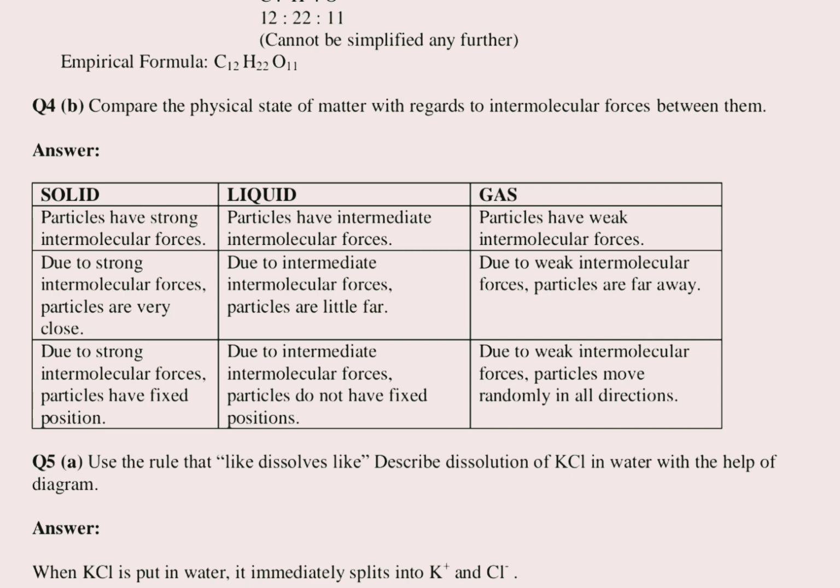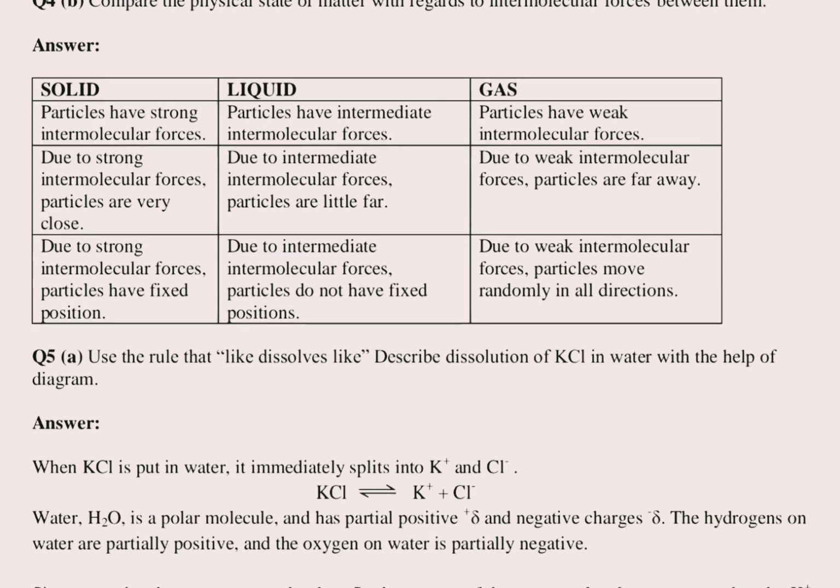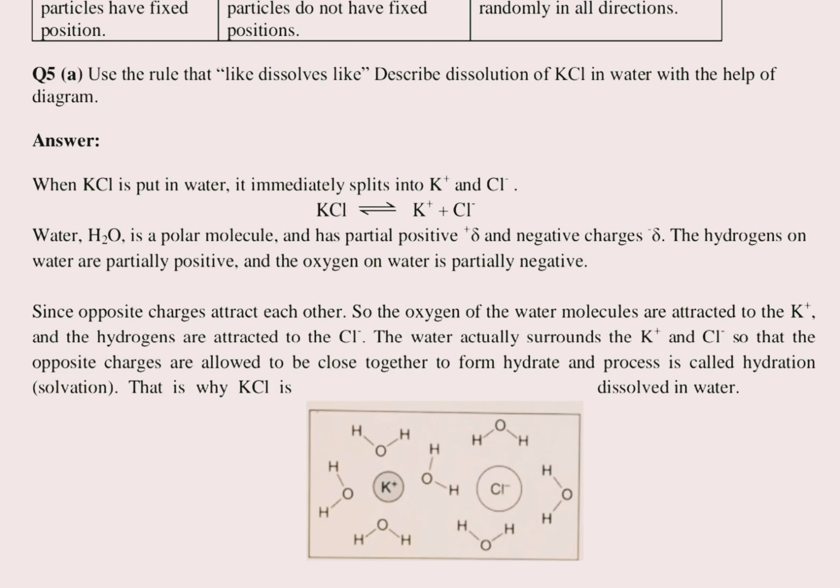Use the rule that like dissolves like, and you have to show the dissolution of KCl with the help of a diagram. So we have potassium chloride, and we know it converts into potassium, K positive, and Cl minus. As far as water is concerned, we know water is a polar compound: oxygen is partial negative, and both hydrogens are partial positive. So you can show the diagram like the one shown here.